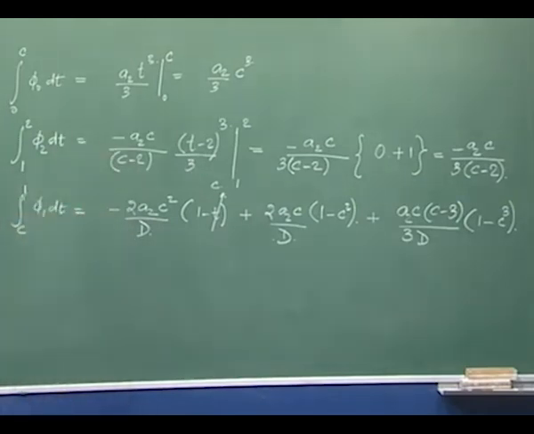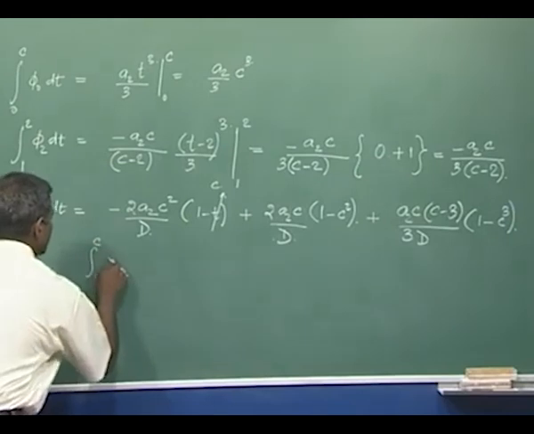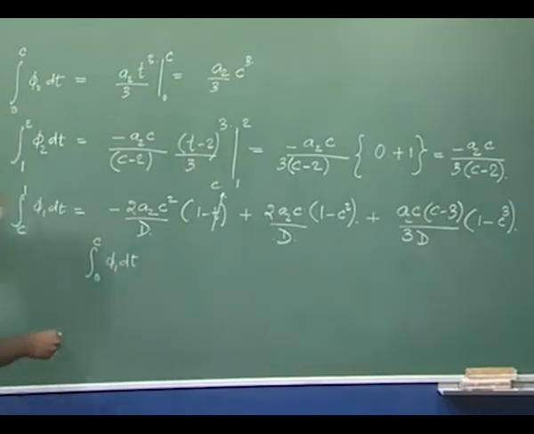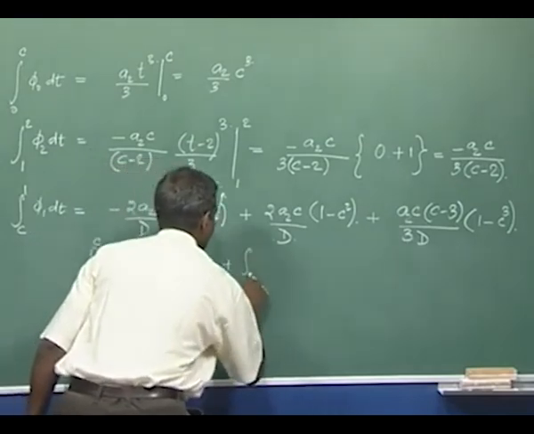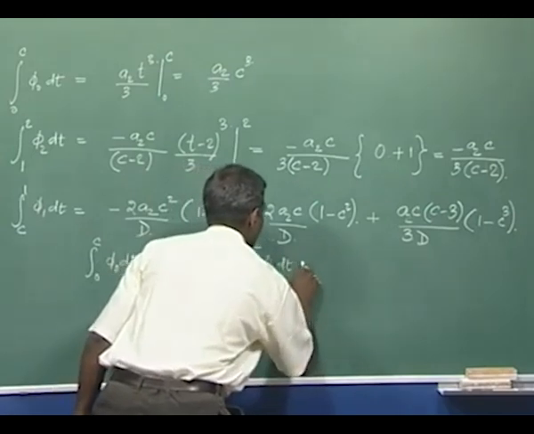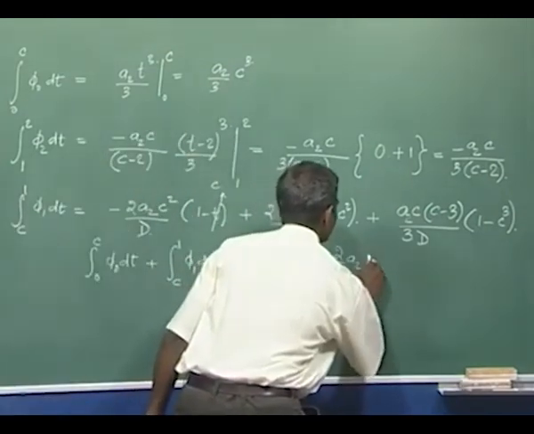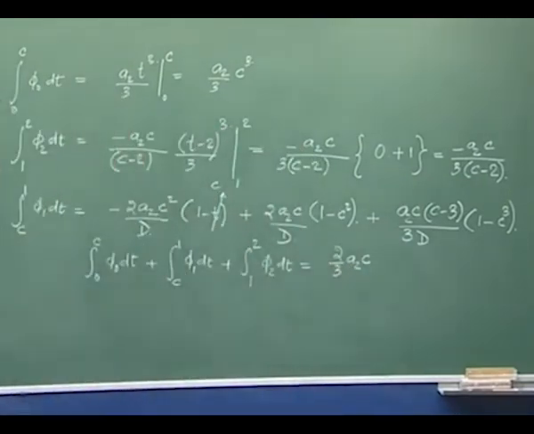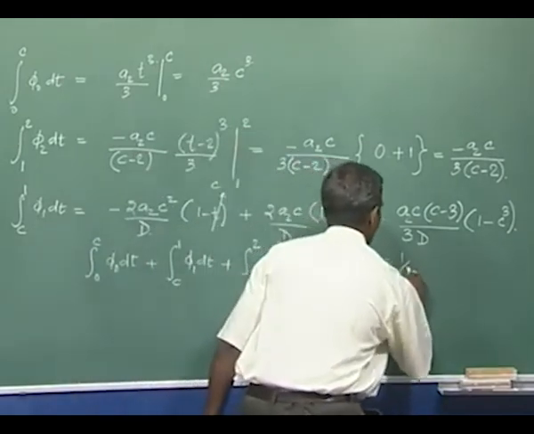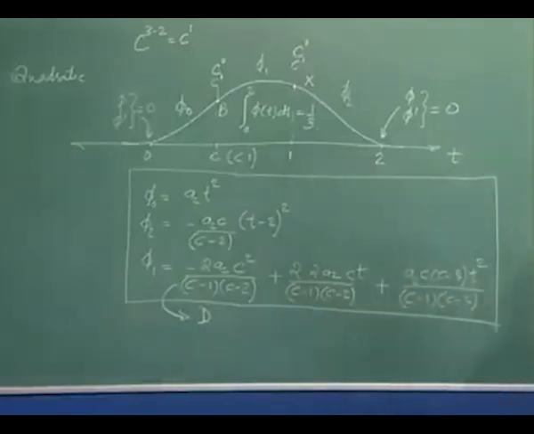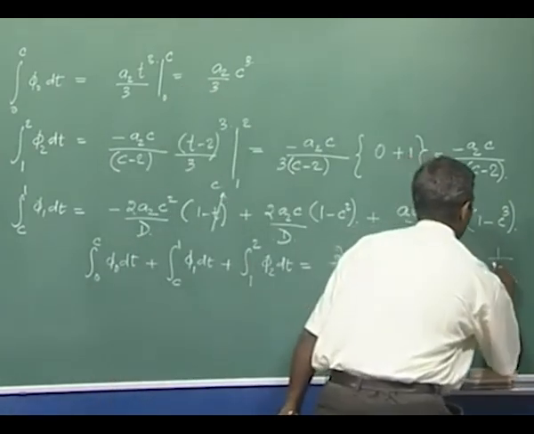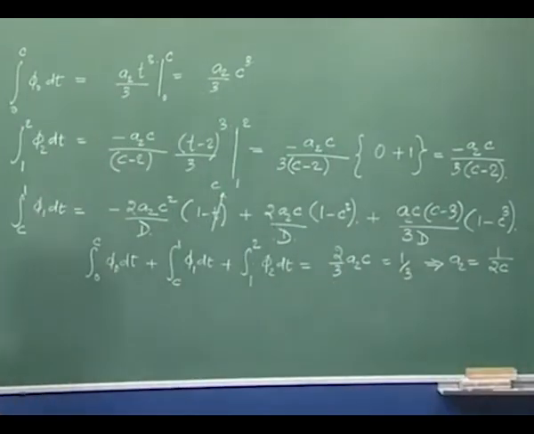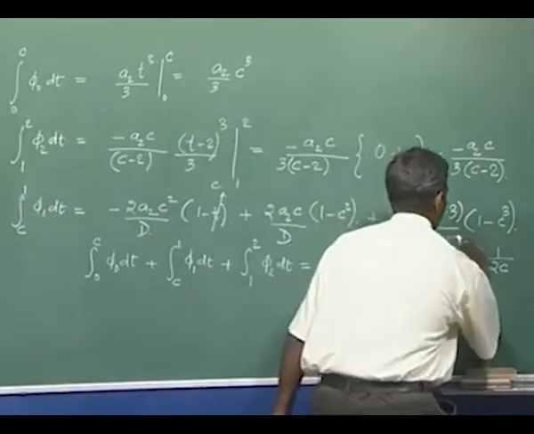And let me skip a few steps to just tell you that integral 0 to C phi 0 dt plus integral C to 1 phi 1 dt plus integral 1 to 2 phi 2 dt equals 2 over 3 A2C. It turns out to be a very simple expression, and this is equal to 1 over 3 from this condition, which would imply that A2 equals 1 over 2C. Let me block this.